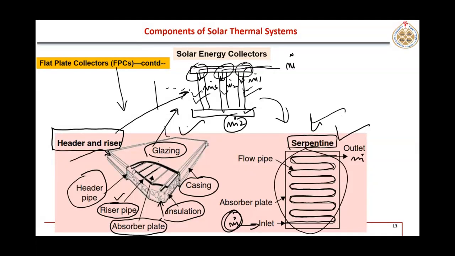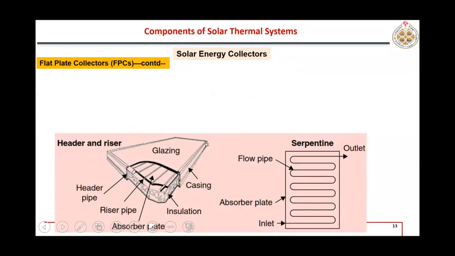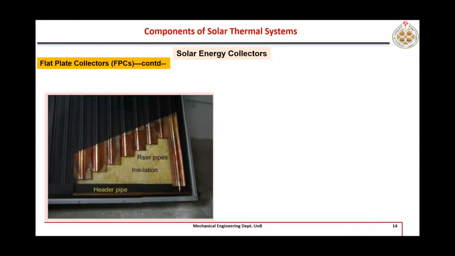So these are the two major types of solar collector based on the fluid flow within that solar collector, right? So one is header and riser type, other is serpentine. I don't know the exact pronunciation. Okay, so it is explained here. Just read it. It's not that difficult.